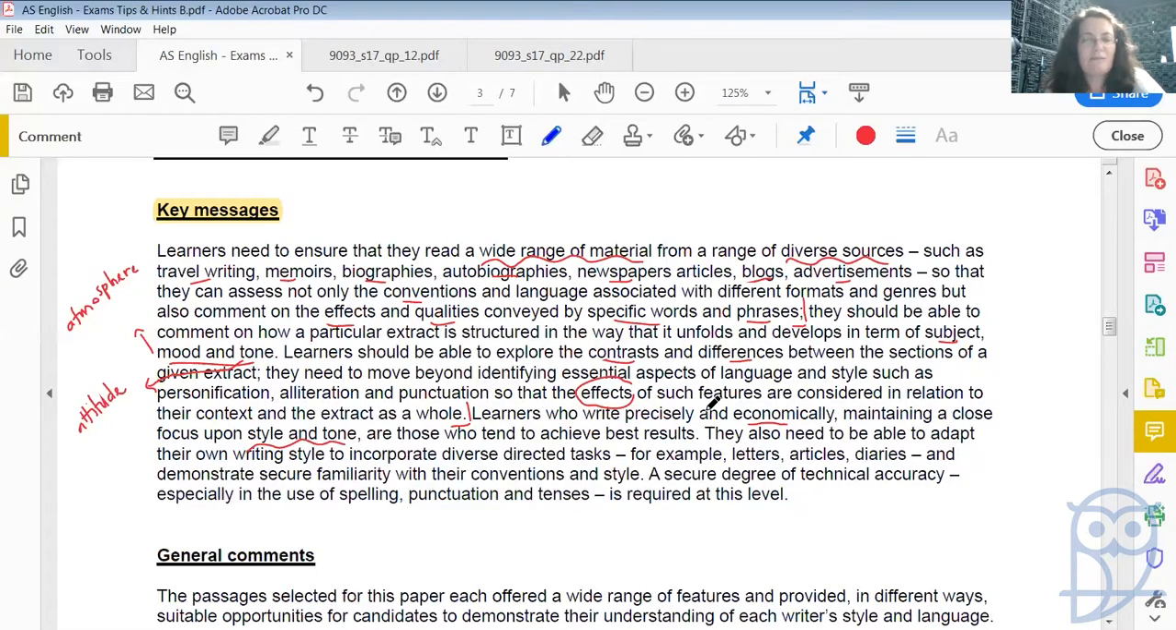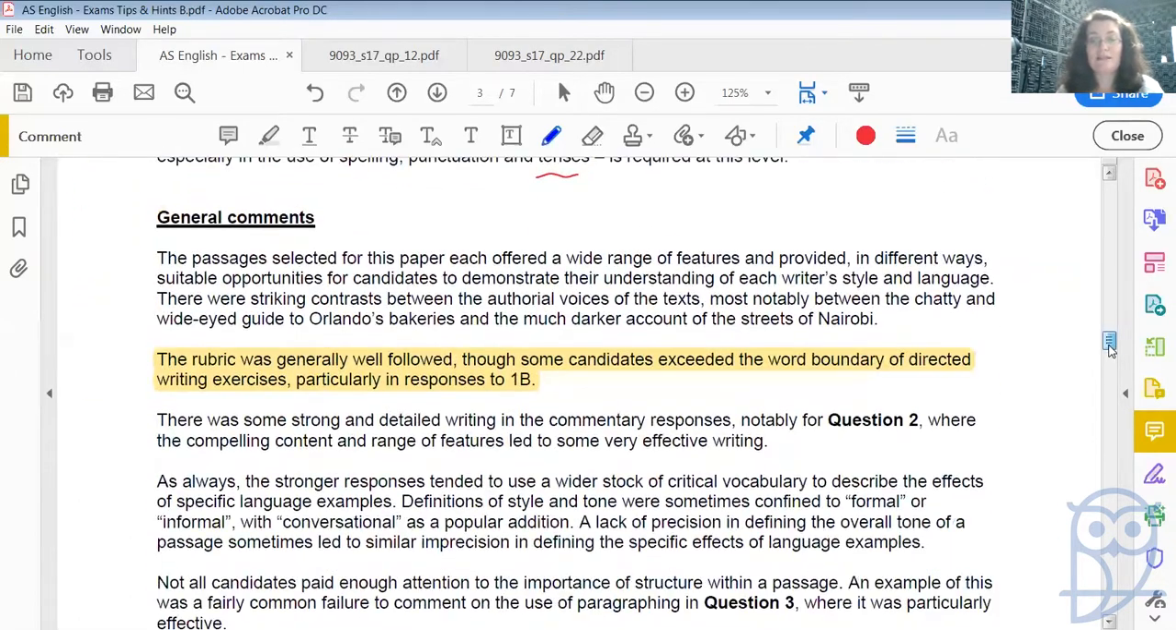They also need to be able to adapt their own writing style to incorporate diverse directed tasks in the directed writing sections. For example, you need to be able to write letters, articles, diaries, and demonstrate secure familiarity with their conventions and style. A secure degree of technical accuracy, especially in the use of spelling, punctuation, and tenses, is required at this level. So if a piece is completely in the past tense, comment on how that works. Or if it's in the present, why has the writer used the present tense?